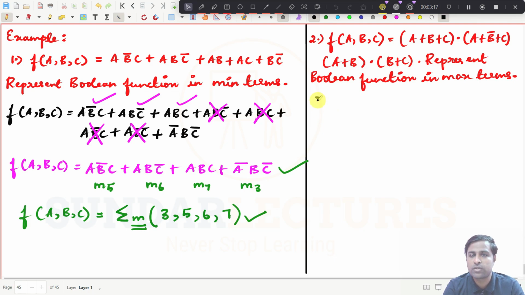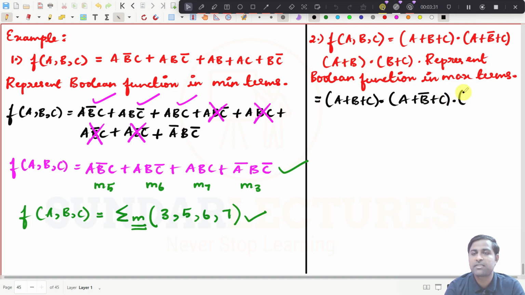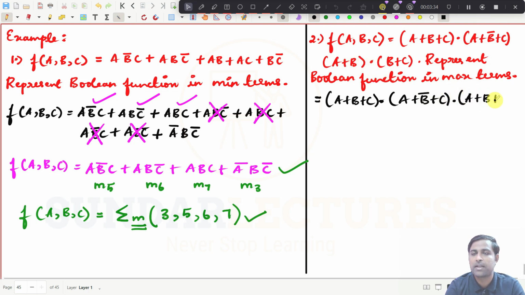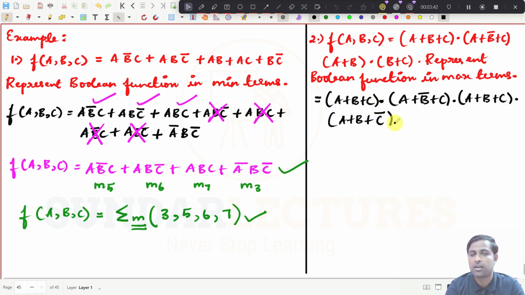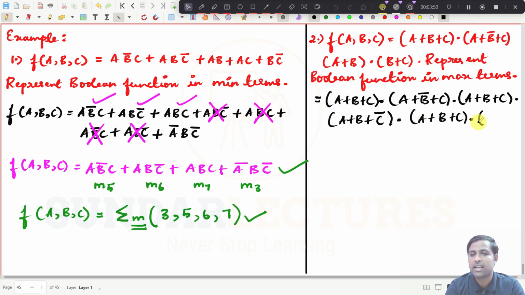So you just convert this one. The first two terms, no problem. So it is a plus b plus c, not an issue. Then put dot, and then a plus b bar plus c, there is no issue, put dot. Now for this one, the missing term is c, right? So you write a plus b plus c first, then dot, then again a plus b plus, you put c here, then you put c bar, that's all, dot. And then you see here a is the missing term, so you can put a plus b plus c dot. Again a is there, you are adding a, so it has to be a bar plus b plus c. So this is the whole idea.